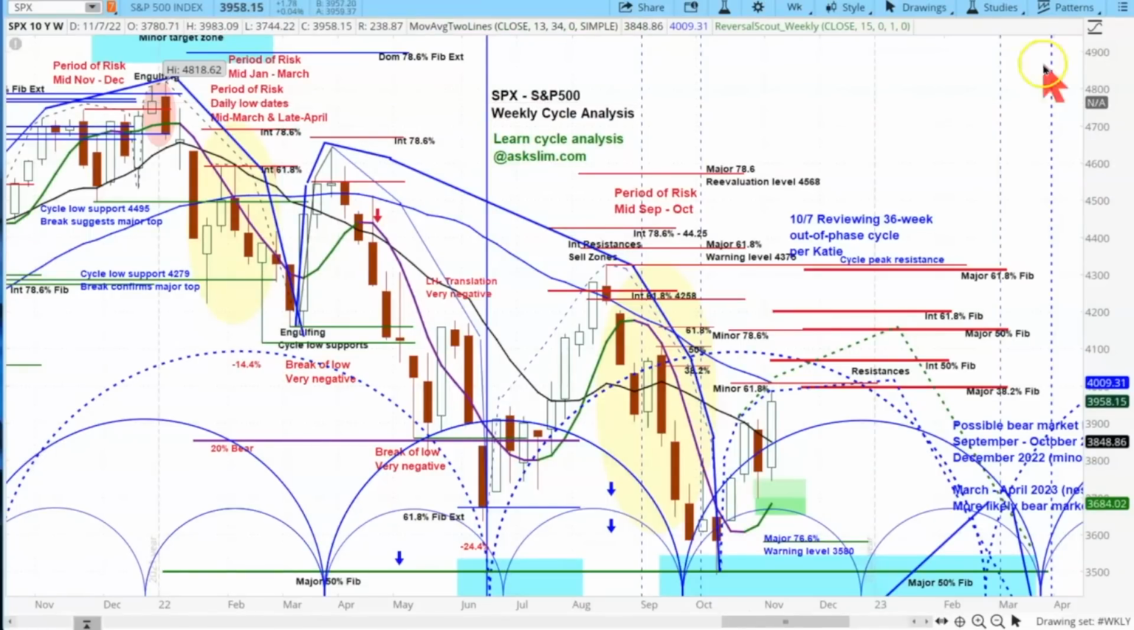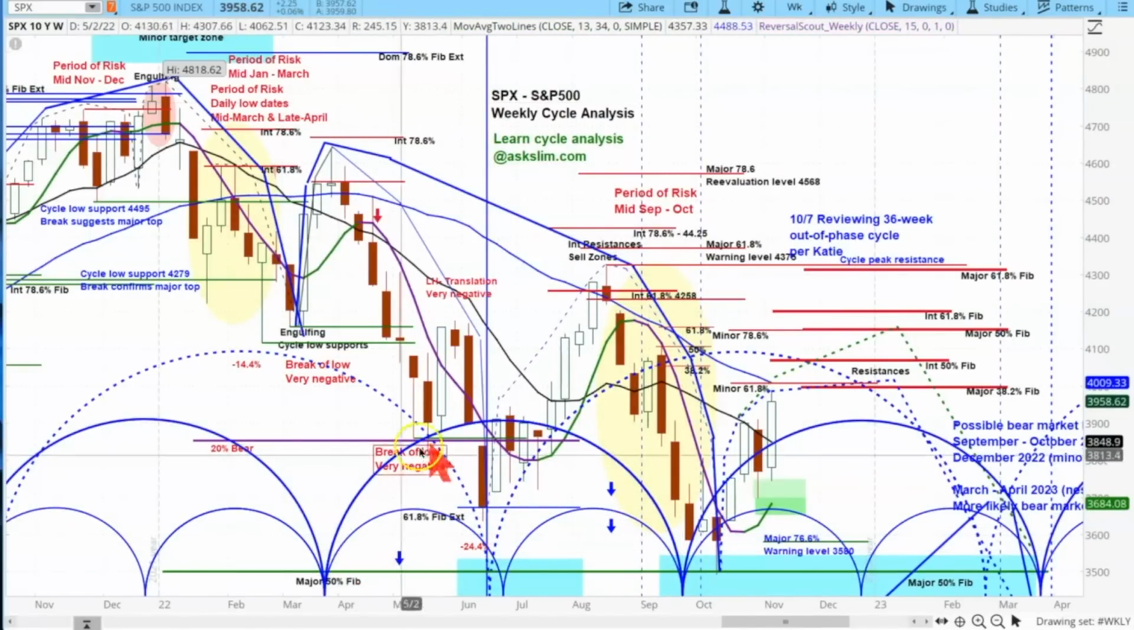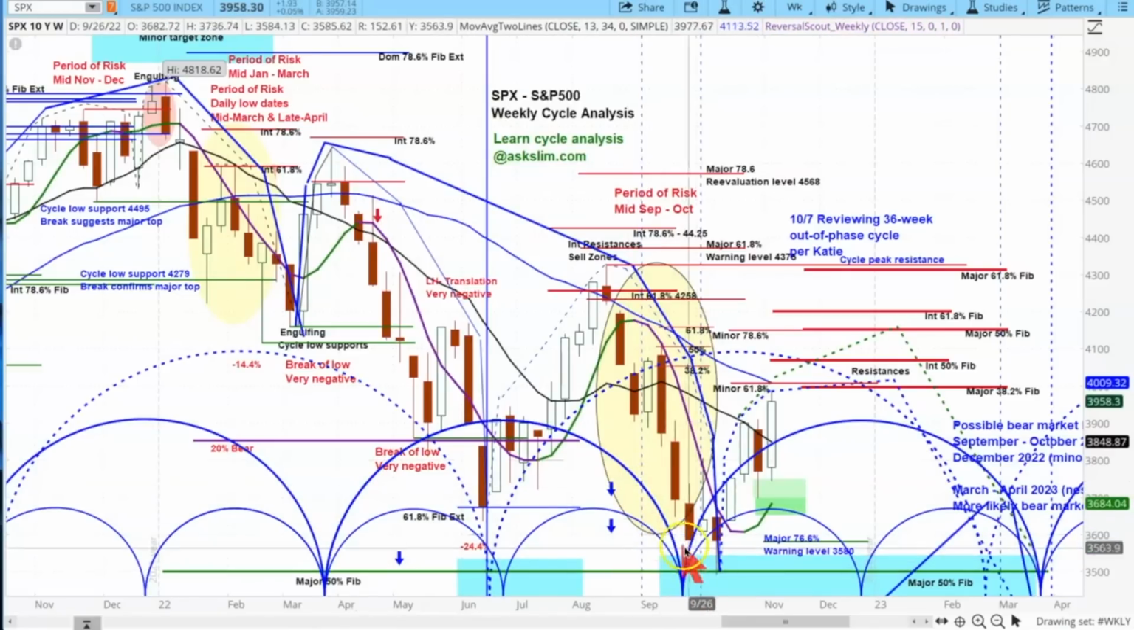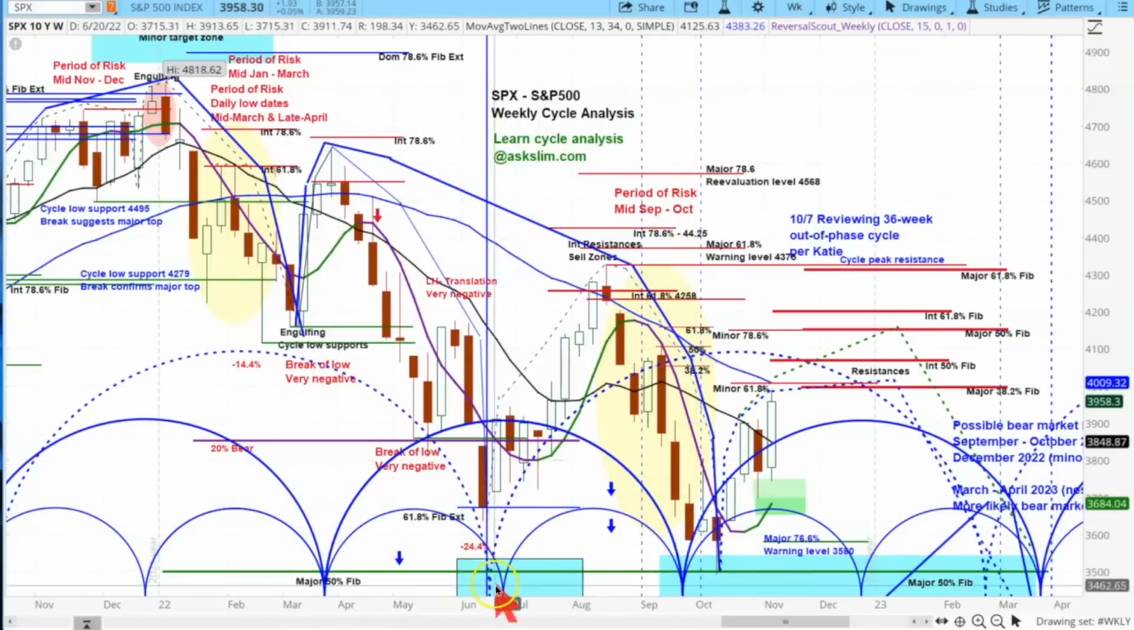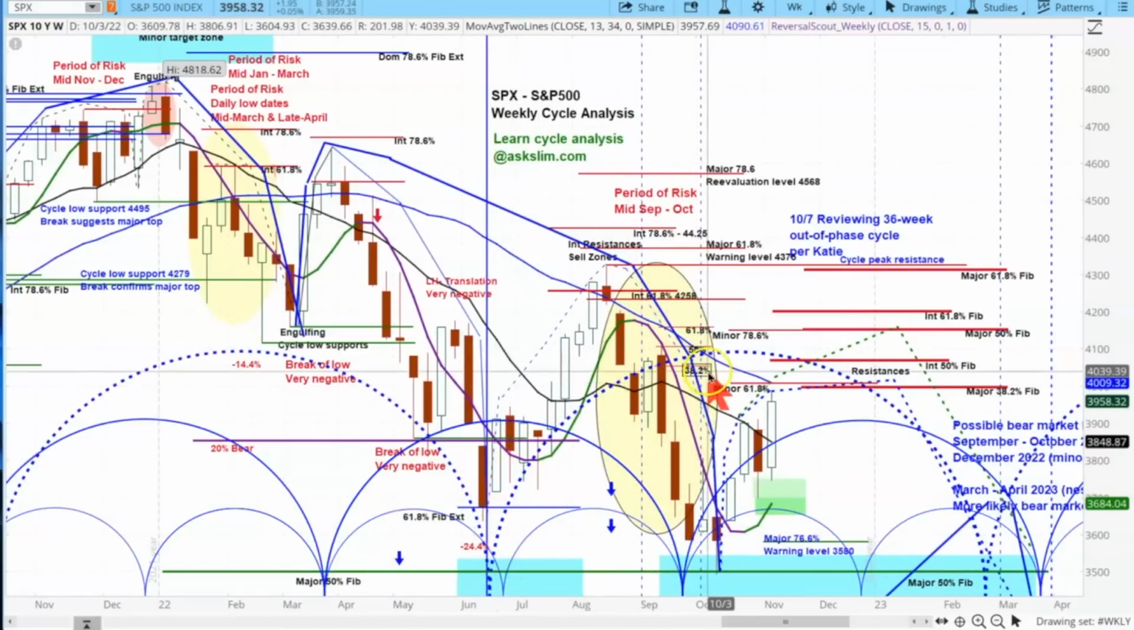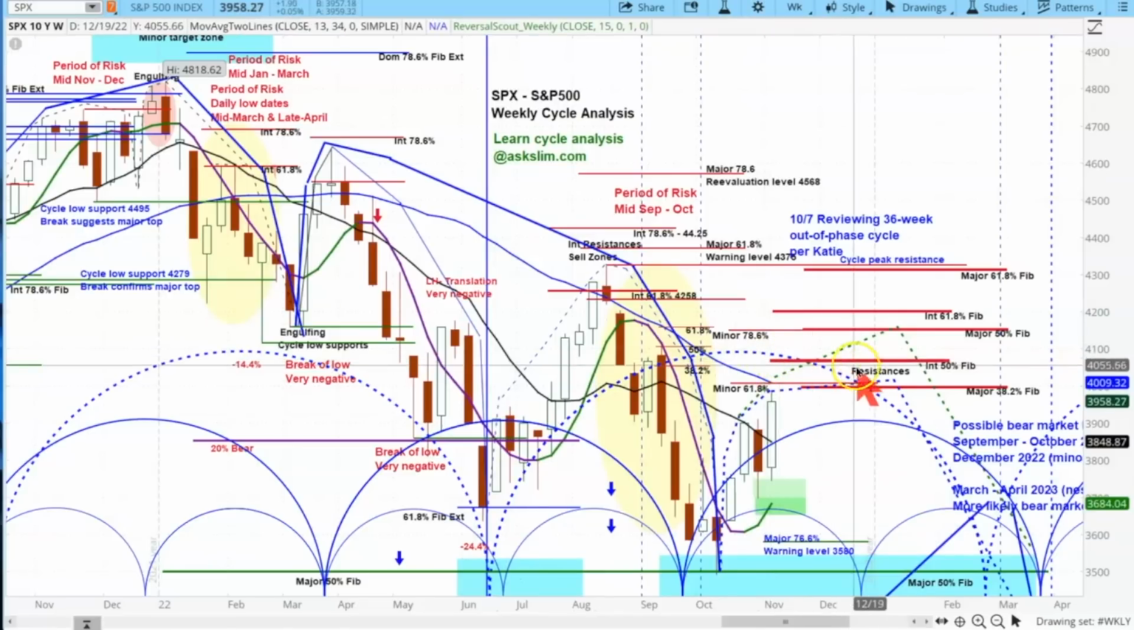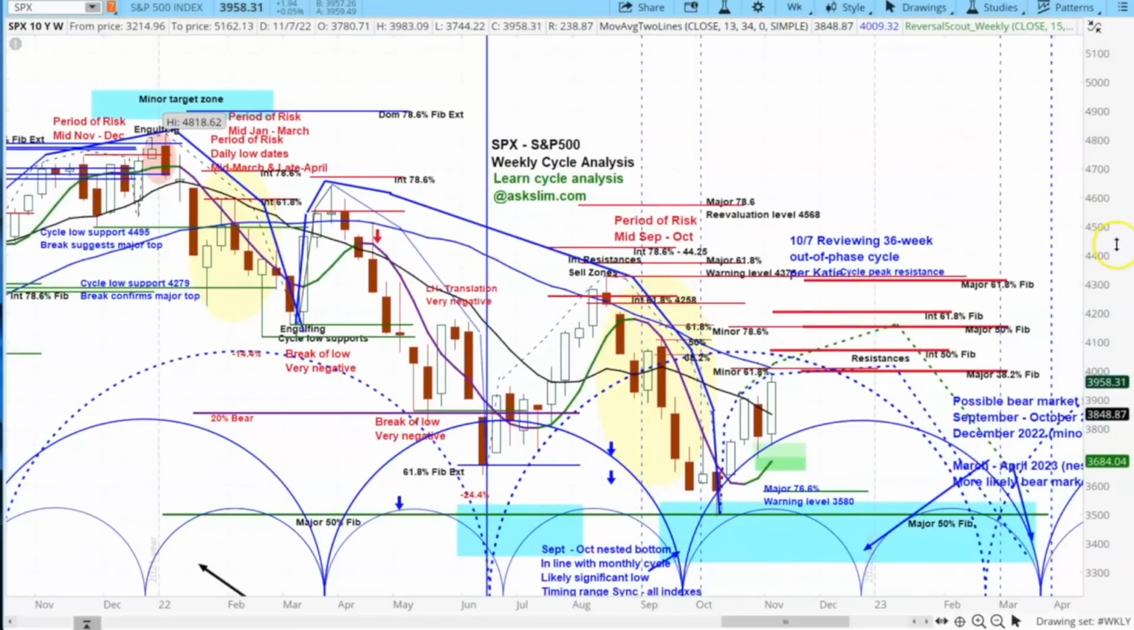And what we're looking at here are a minor cycle right in here, a dominant cycle right in here, and you can see where it bottomed right there, and a much larger cycle in here that Katie shook out for us at about 36 weeks. And those all point to a bottom out here in the March time frame.